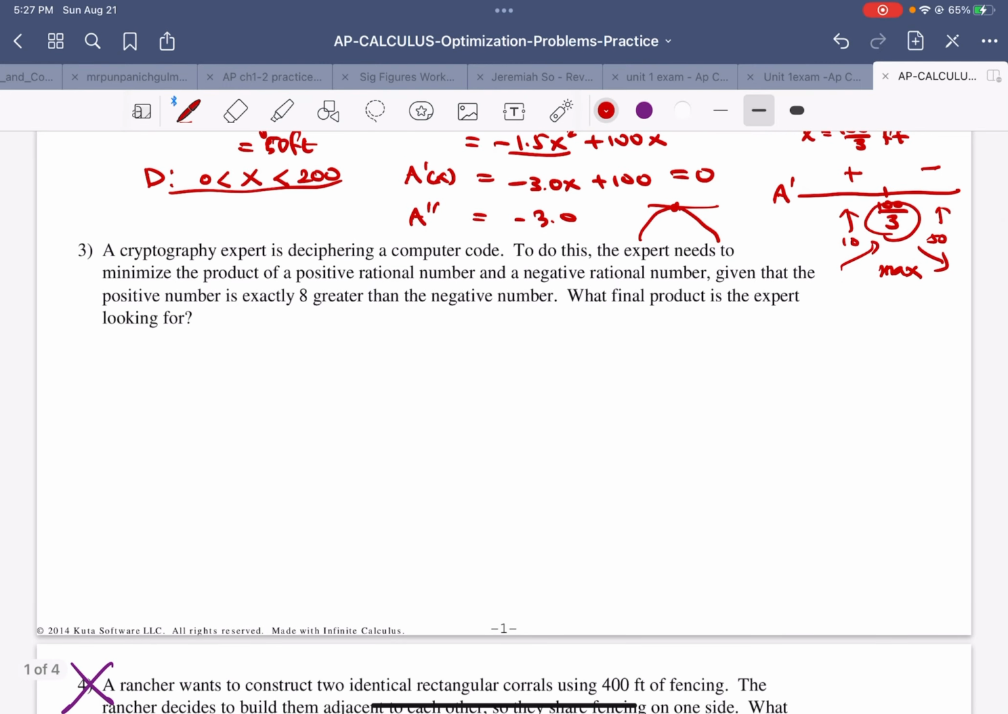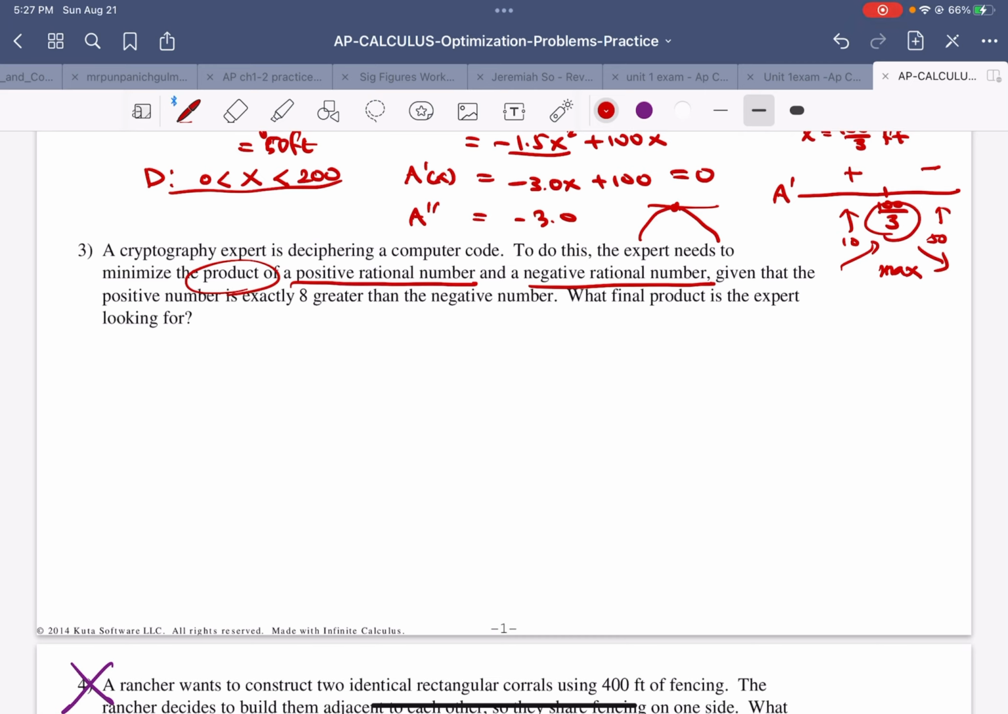Number 3, a cryptography expert is deciphering computer code. To do this, the expert needs to minimize the product of a positive rational number and a negative rational number, given that the positive number is exactly 8 greater than the negative number. And then what final product is the expert looking for?